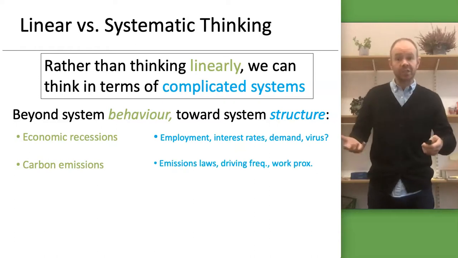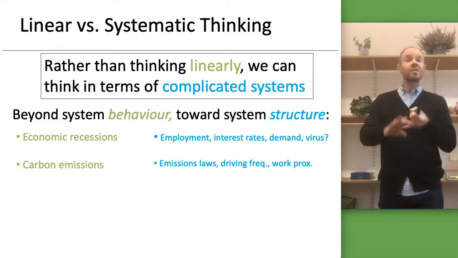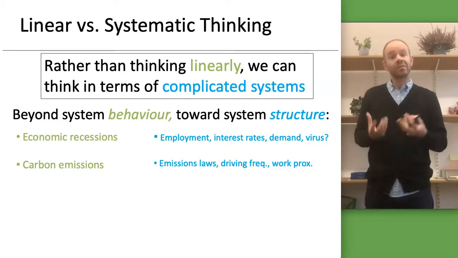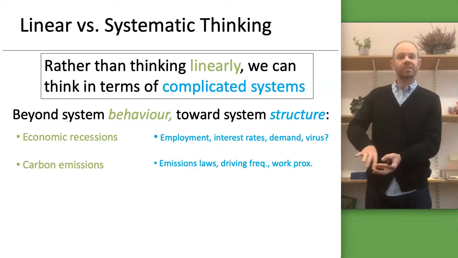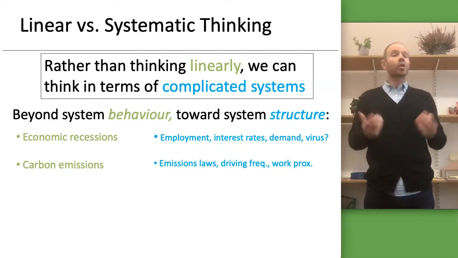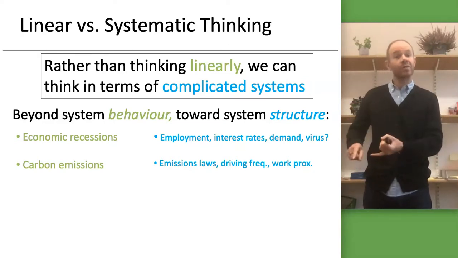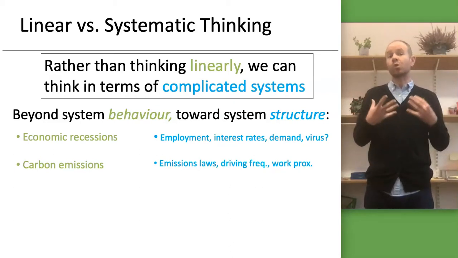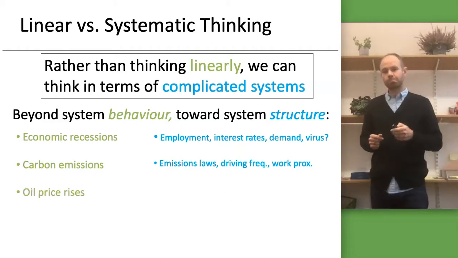Instead of carbon emissions, we can look at what are the emissions laws that we have? What is the frequency with which people drive? What is the proximity of individuals to their places of work? Again, that structure of a system versus, do we have carbon emissions? Yes, we do. Well, let's look at the laws. Let's look at how frequently people drive and how close they are to work to build out a structural, more complicated understanding of what's happening with emissions.